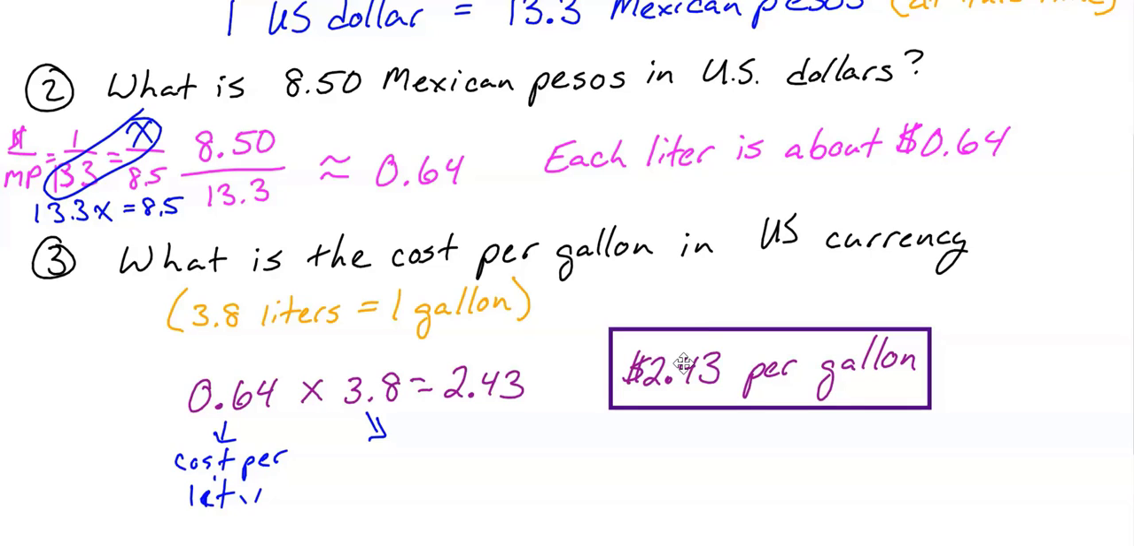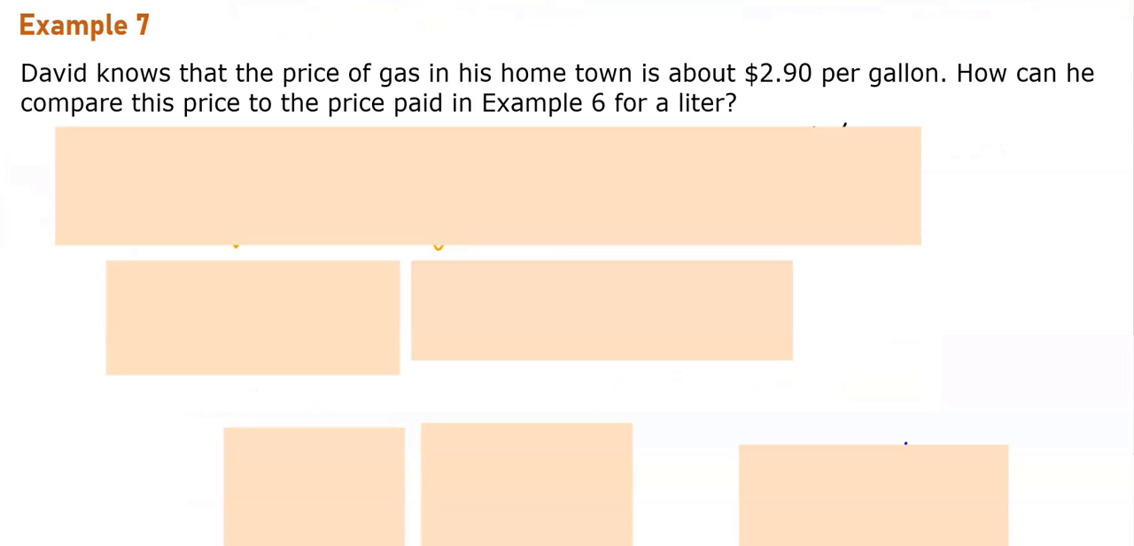So this one we had to do a double conversion. Okay, on the last example, David knows that the price of gas in his hometown is about $2.90 per gallon. How can he compare this price to the price paid in example 6 per liter?